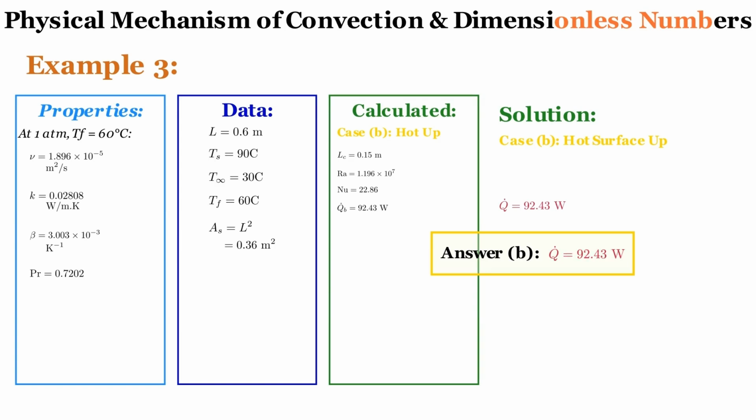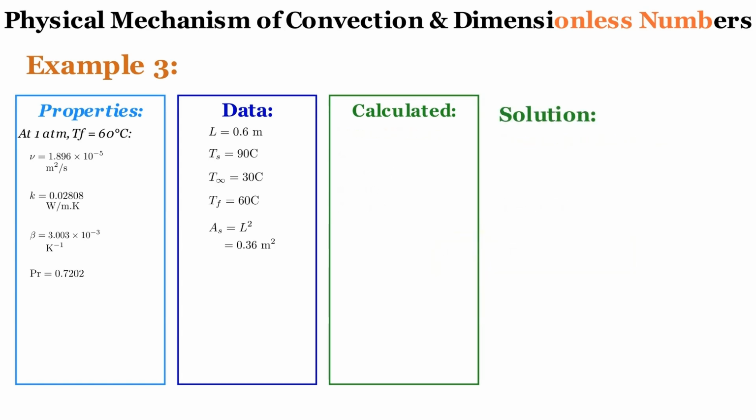Now, for the last case, what happens when the hot surface faces down? Let's find out. Final case, everyone. Stay focused. Case C, horizontal plate with the hot surface facing down. This should give us the lowest heat transfer. Marking case C. Using the same L_c equals 0.15 meters. Rayleigh number is the same, 1.196 times 10 to the 7th, but now we use a different formula for hot surface down. Nu equals 0.27 times Rayleigh to the 1/4 power, giving us 15.878, even lower.